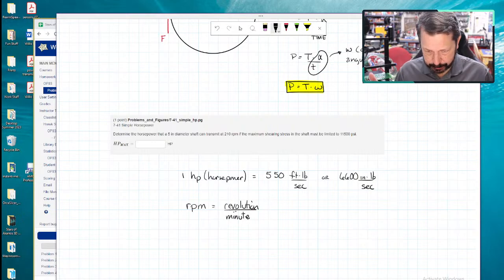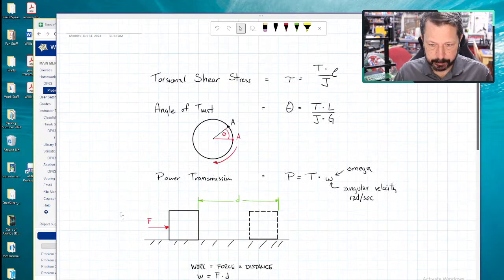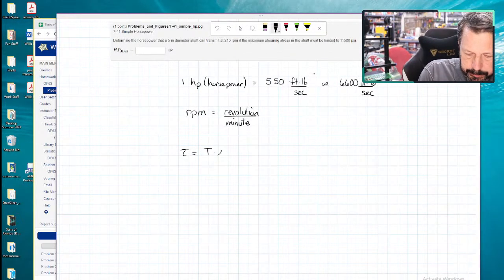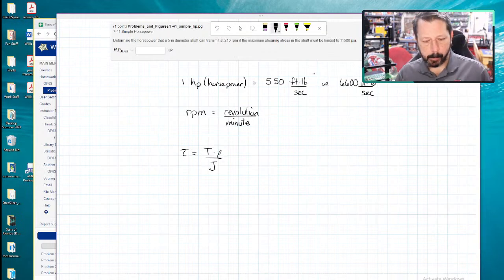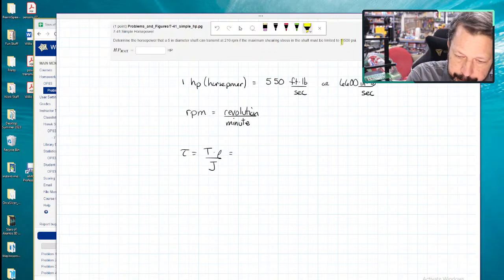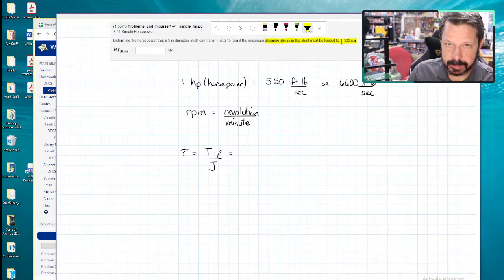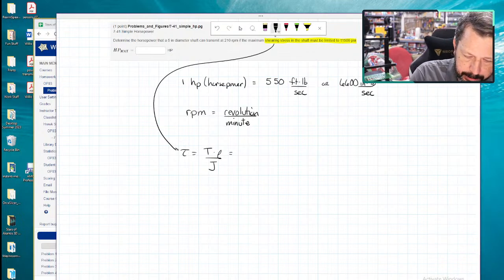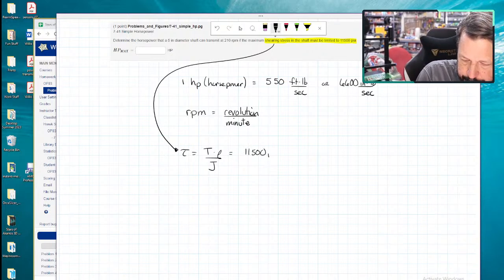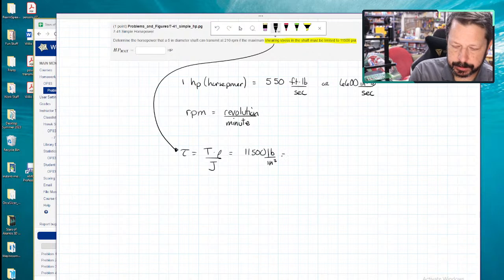Okay, so we've got a couple of things going on. One, shear stress. That's our tau equals T rho over J. So let's write that down. They said, just part of the problem statement, that the shear stress in the shaft must be limited to 11,500. That is tau. So instead of calculating tau, we're just going to put a number in, 11,500 psi. I'm going to write it as pounds per square inch, equals T.